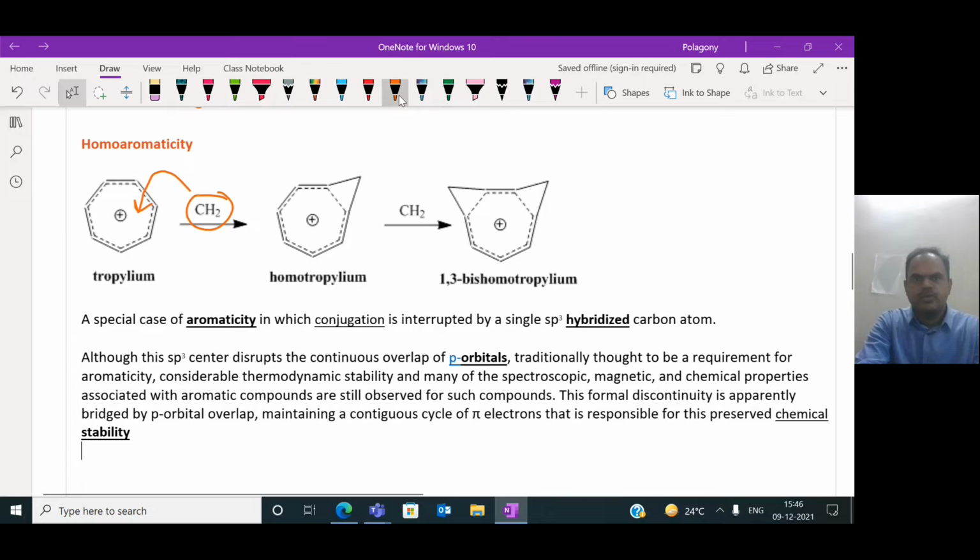Further, again one more CH2 is introduced in this, then we can get one more sp3 carbon.